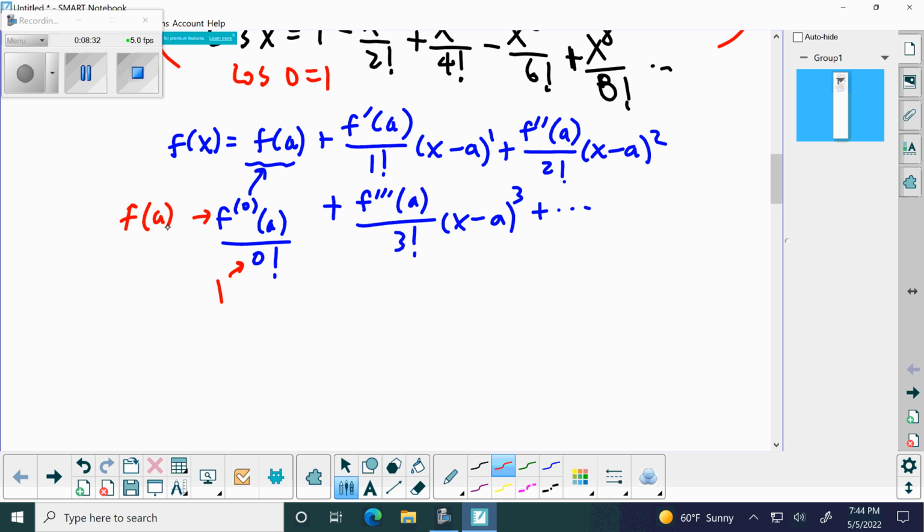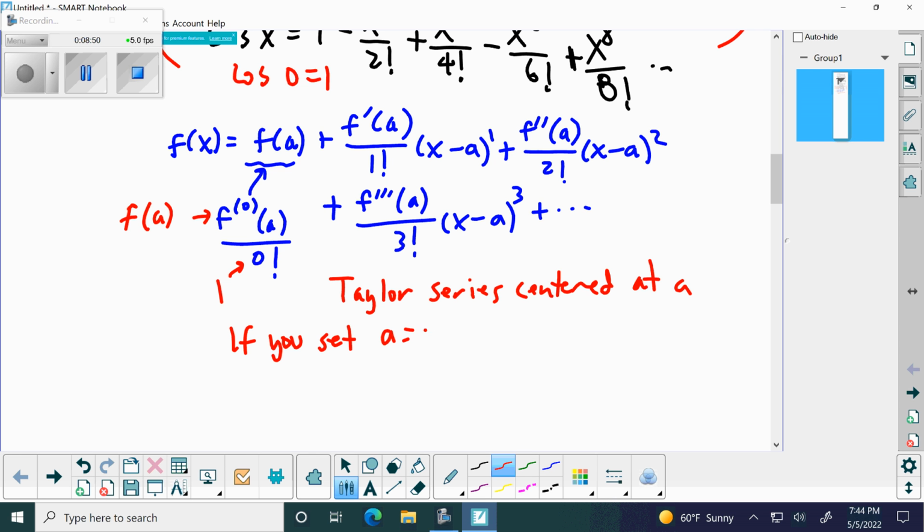Now, we call this a Taylor series centered at a. But if you set a equal to 0, we have a special case of the Taylor series, and we call this the Maclaurin series, or Maclaurin expansion.